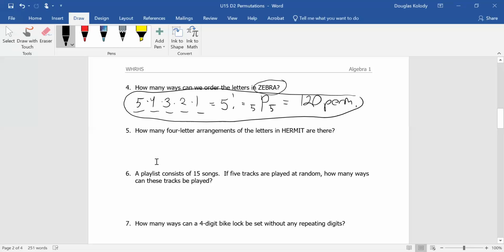Okay, how many 4-letter arrangements in Hermit are there? So let's see, how many letters are there in Hermit? 1, 2, 3, 4, 5, 6. So there's 6 letters in Hermit, but I'm only picking 4 of them. So how would I write that in P notation? That'd be 6P4. Done. I could put that in my calculator.